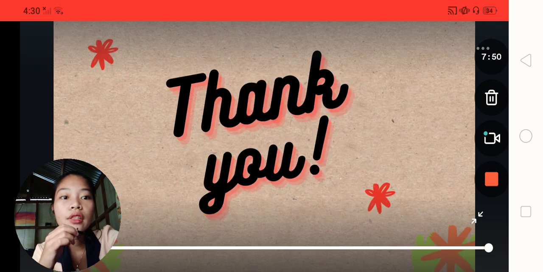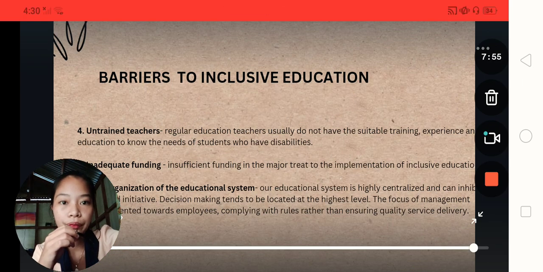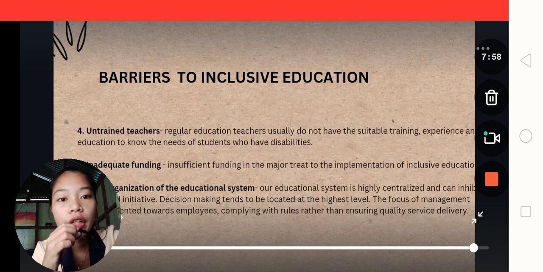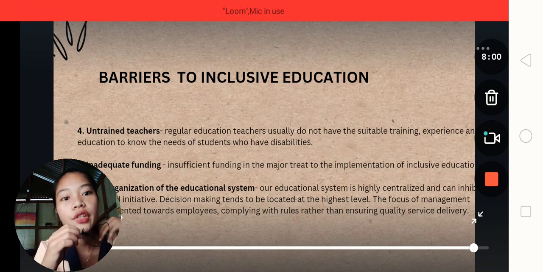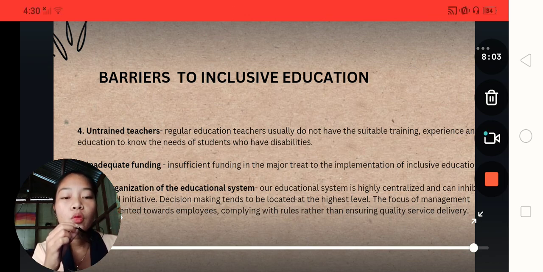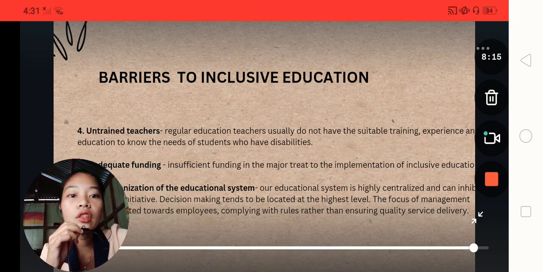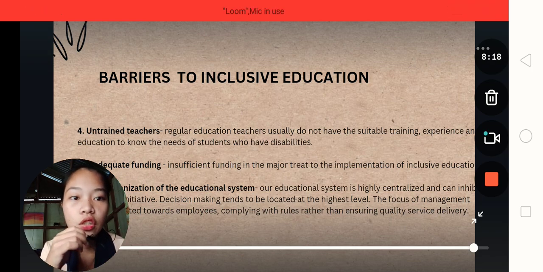Number 4 is untrained teachers. Regular education teachers usually do not have the suitable training, experience, and education to know the needs of students who have disabilities. Number 5, inadequate funding. Funding is a major threat to the implementation of inclusive education.